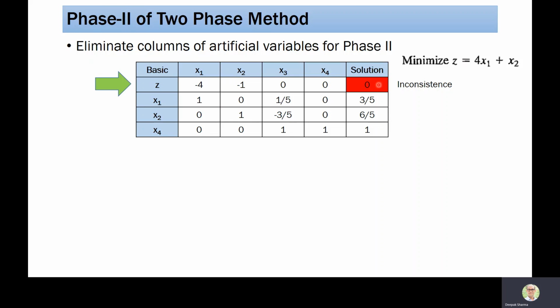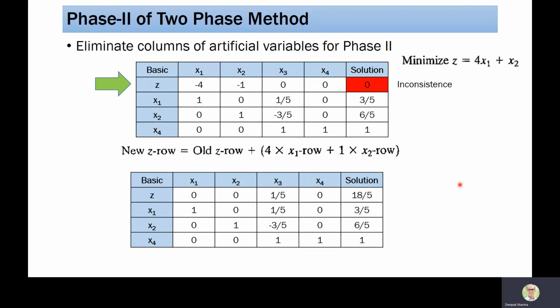So what we can do here is, we know that the objective has 4x1 plus x2, so we will make the coefficients of x1 and x2 0. Why? Because these are the basic variables, and since the table is inconsistent and x1 and x2 are given in our objective function, let us make their coefficients 0. The operation we are going to do is 4 times the x1 row plus 1 times the x2 row. We add these, and we get the table like this.